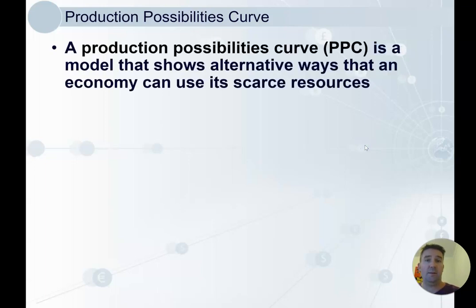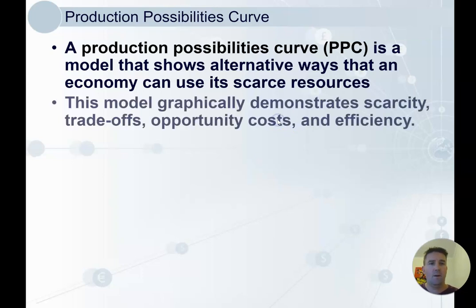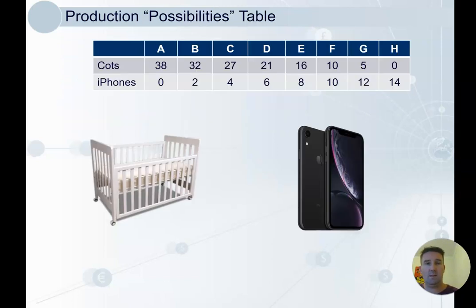Okay, the production possibilities curve. This is a model that shows alternative ways that an economy can use its scarce resources. Scarce meaning there's not enough, right? So what we can show on this model is scarcity, we can show trade-offs, we can show opportunity cost, and we can show efficiency. So we are going to do that.